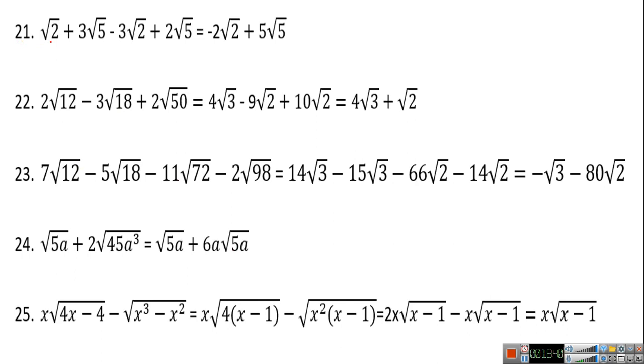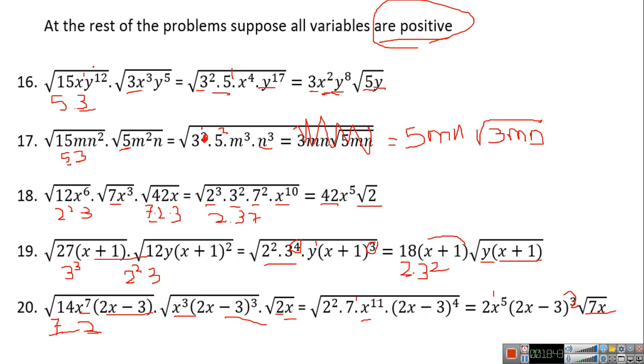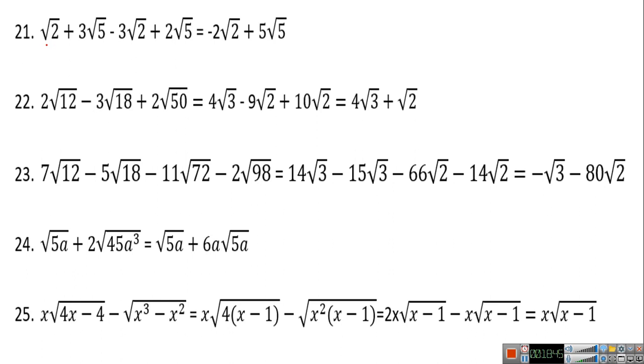I cannot do that for addition; here it was times, now I'm going to do addition. I have root 2 minus 3 root 2, as if I have x minus 3x. So you put minus 2x, so it will be minus 2 root 2. 3 root 5 plus 2 root 5 is as if you have 3y plus 2y, because root 5 is supposed to be y. 3y plus 2y is 5y, so it's 5 root 5. You cannot add root 2 to root 5, so that's why I stop here.